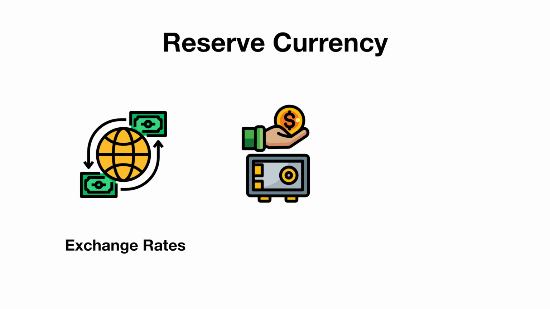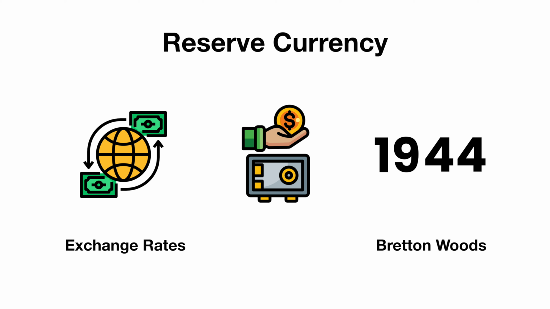The US dollar has held this status since the Bretton Woods Agreement in 1944. Countries issuing a reserve currency can borrow at lower costs and have more flexibility in monetary policy. The status of a reserve currency impacts international economic stability, trade dynamics, and geopolitical power balances.